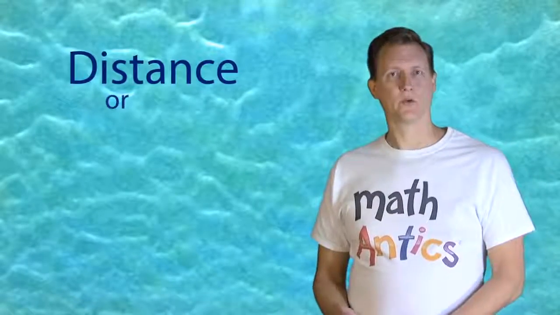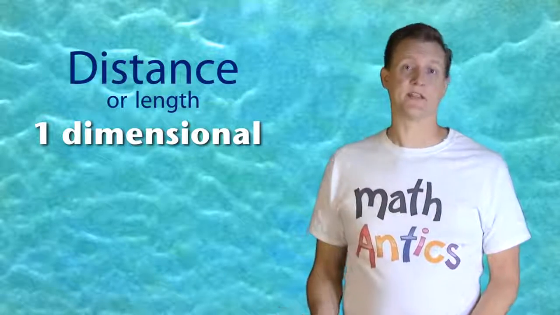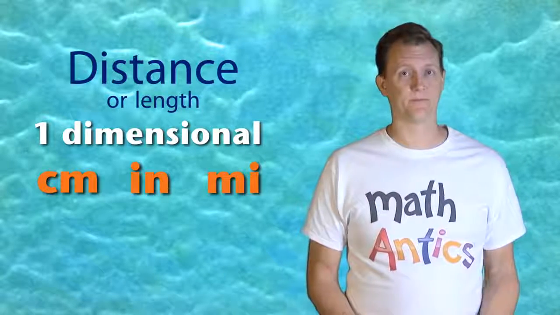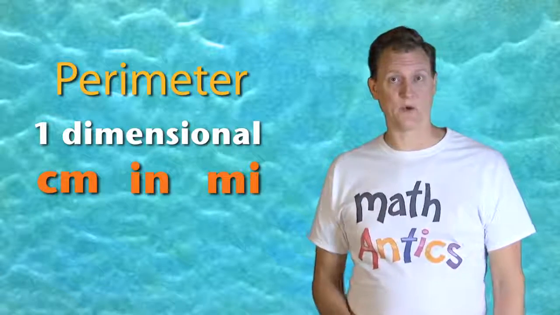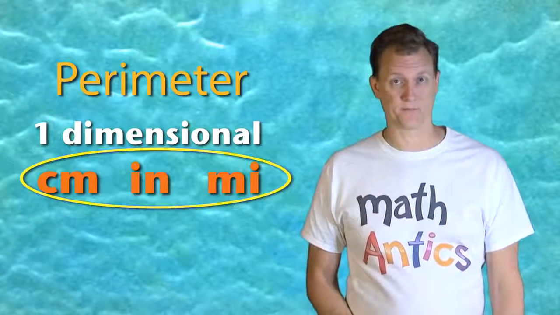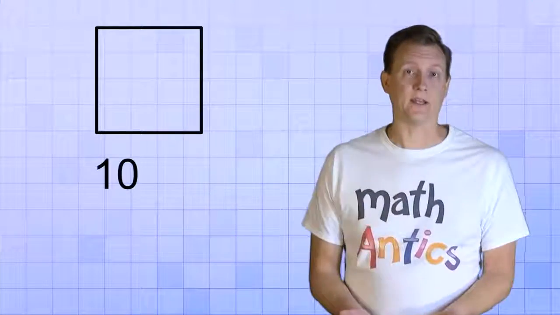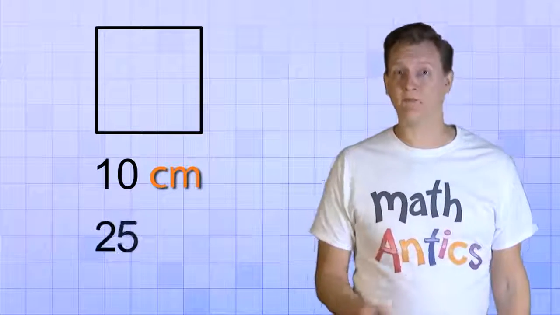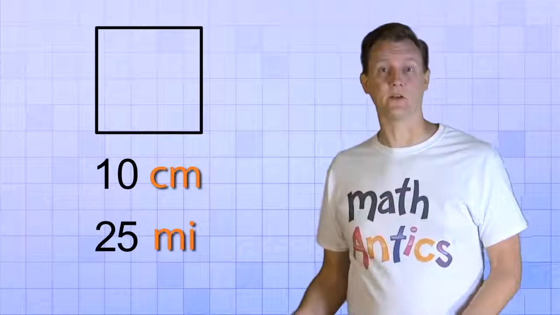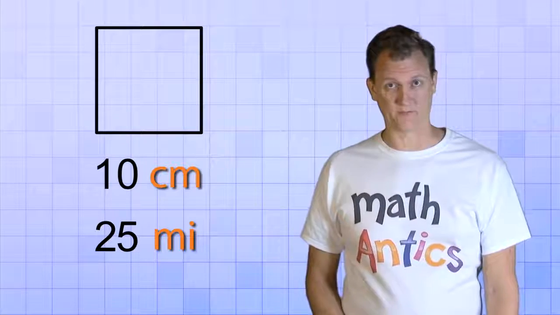Well, distance or length is a one-dimensional quantity that we can measure with units like centimeters, inches, or miles. That means that perimeter is also a one-dimensional quantity that we can measure with units of length. For example, the perimeter of a shape wouldn't be just 10, but it could be 10 centimeters. Or instead of being just 25, it could be 25 miles. The units are really important when you're talking about perimeter.